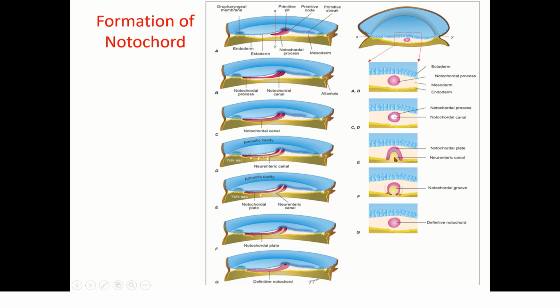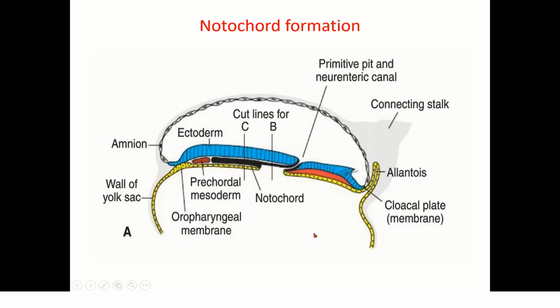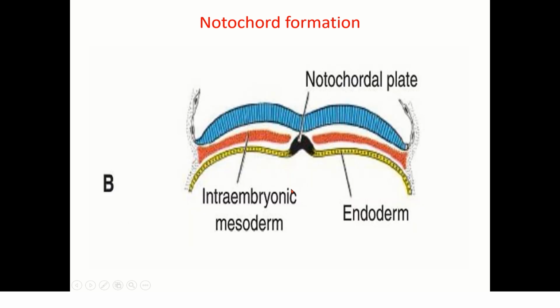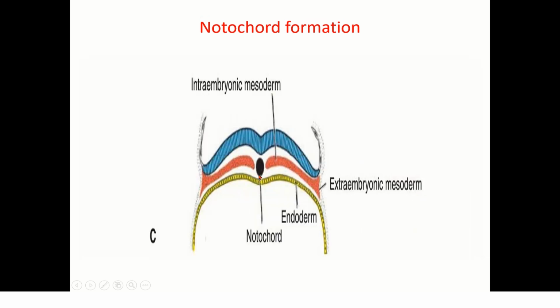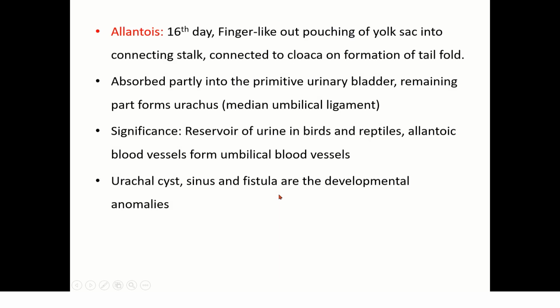is closed by this flattening of the notochordal process, which forms the notochordal plate. Then further the notochordal plate again depresses to form the notochordal groove and finally gets detached from the endoderm to form the definitive notochord. You can see here is the communication between the yolk sac and the amniotic cavity through the neuroenteric canal, the notochordal plate, and here you can see the definitive notochord.